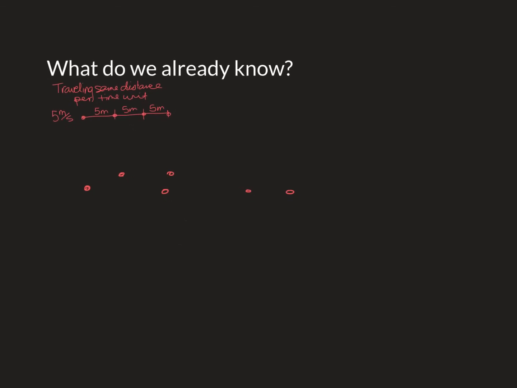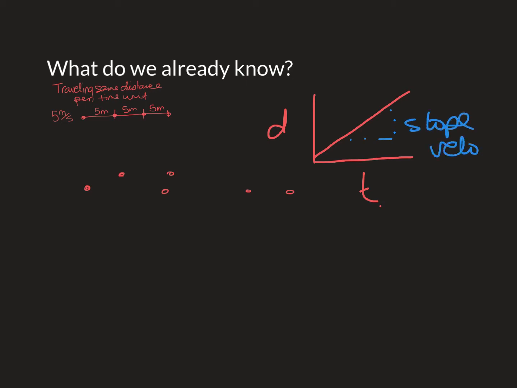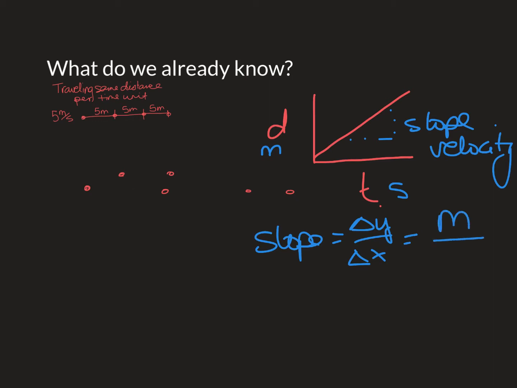We also already know that a distance time graph makes a straight line, and the slope of that line is our velocity. Just to see how that works, our distances are in meters, our times are in seconds. So when we find slope and we do our change in y over our change in x, that's what that little triangle means, change in. We have our change in meters divided by our change in seconds. So look, that's the unit for velocity.